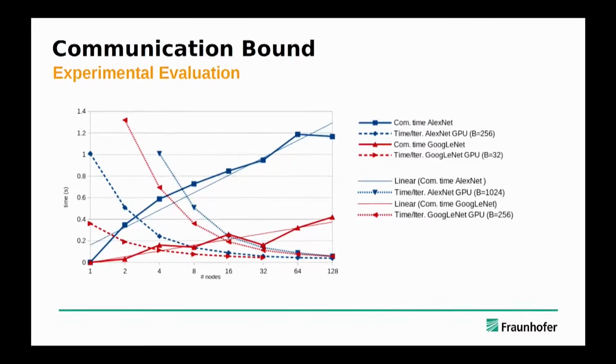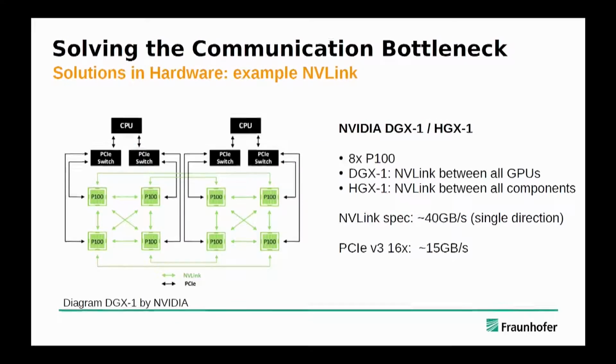How bad this is, you can see on this slide. The solid lines are the time you need to communicate the model, and the dotted lines are the time you need to compute the model on the single worker nodes. And as soon as these lines cross, you're screwed, and all of your expensive hardware is just waiting for data. So this doesn't scale very well.